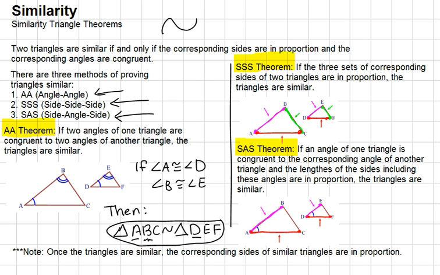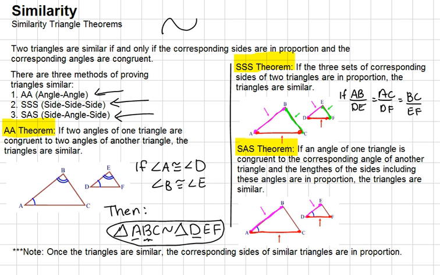Alright, let's move on to the SSS theorem, or side, side, side. If the three sets of corresponding sides of two triangles are in proportion, the triangles are similar. So we want to look at our corresponding sides. So if AB, which corresponds with side DE, is equal to AC, which corresponds to DF, which is equal to BC, which corresponds to EF. I'm not going to put line segments over top of those because it would make this too crowded, but notice that they are line segments.